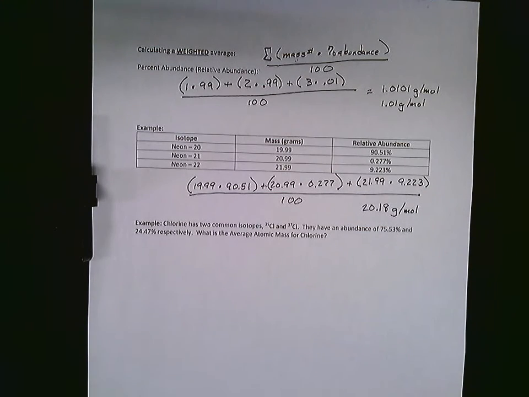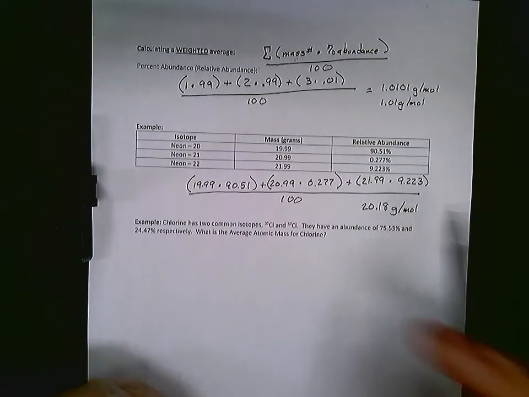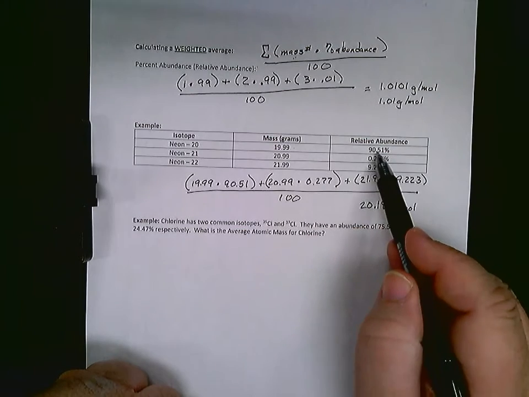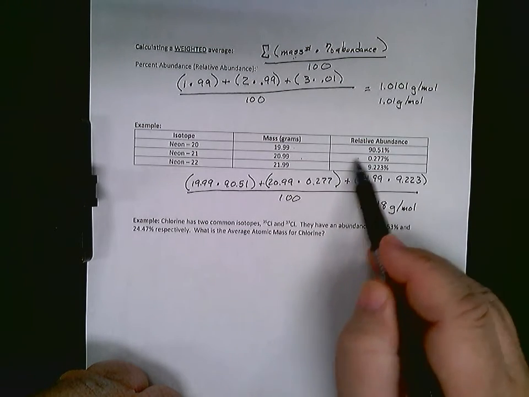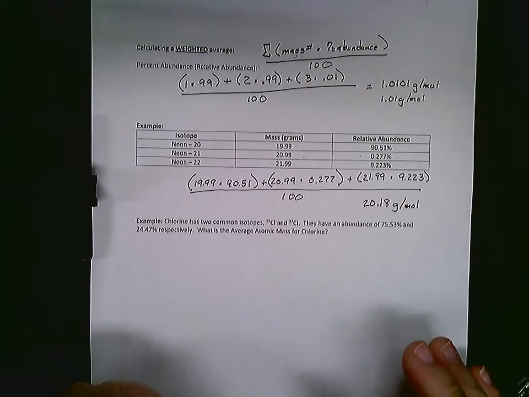So when you're given a chart like this, where you have mass and relative abundance, setting this up is nice and easy. You just take this number times this number, then you add it, do the same thing for each line, add them up, divide by 100, and you're done.